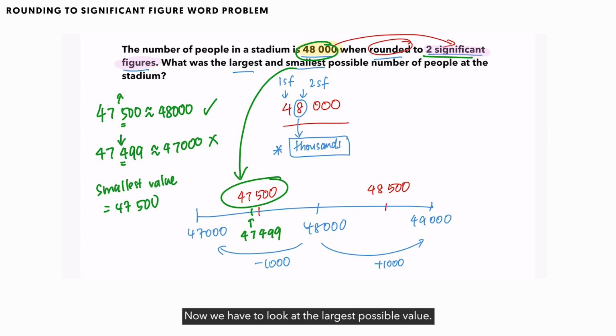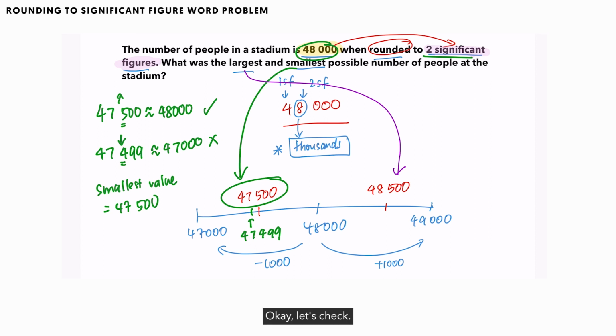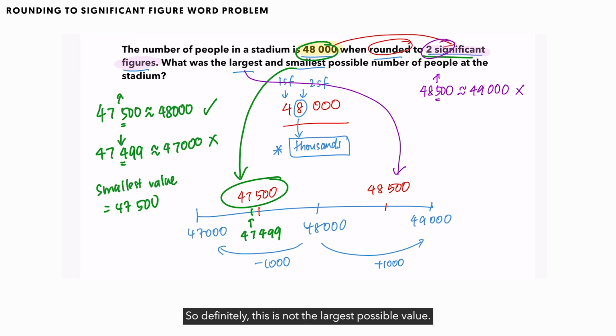Now we have to look at the largest possible value. So is it true that the largest possible value is 48,500? Let's check. 48,500, when rounded off to 2SF, what does it give me? Look at the third SF, which is the digit 5. This will cause the number to round up. So you end up with 49,000. Is that what you want? No. We want 48,000. So definitely, this is not the largest possible value.